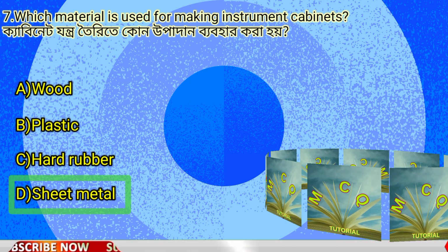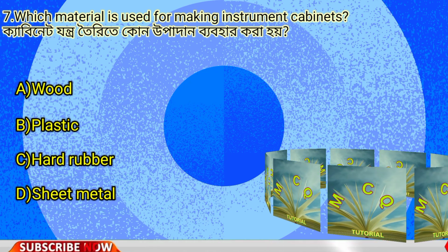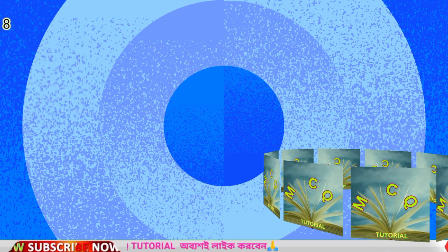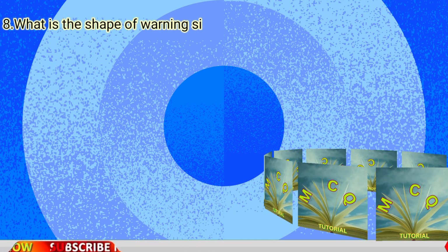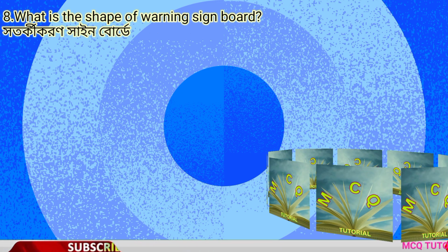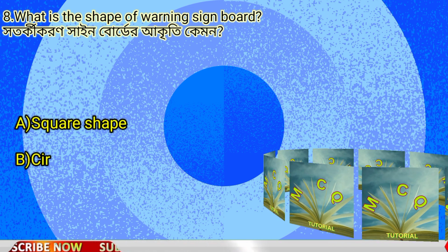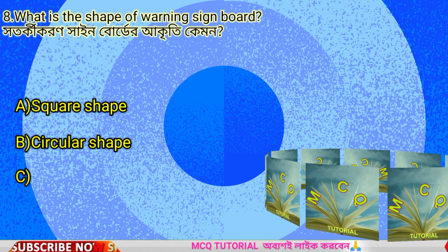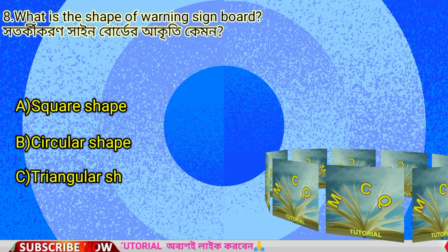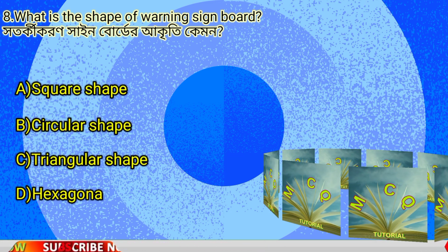The answer will be option D, sheet metal. What is the shape of warning sign board? Option A, square shape. Option B, circular shape. Option C, triangular shape. Option D, hexagonal shape.